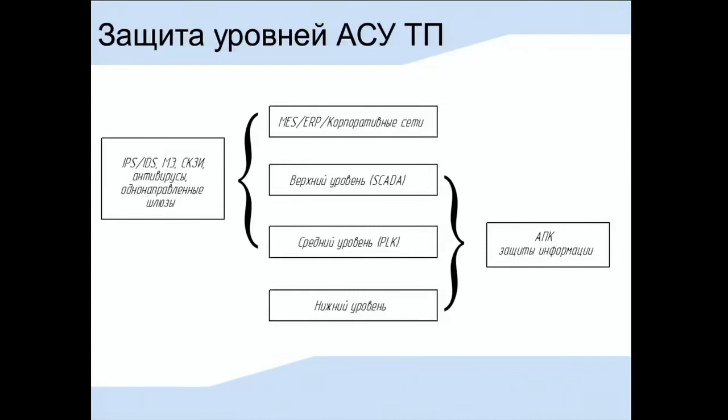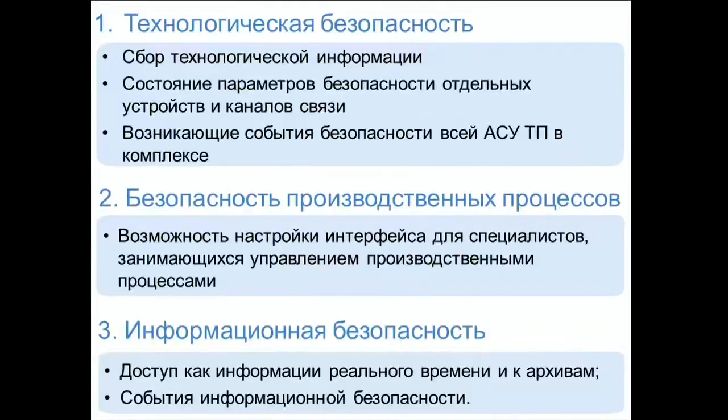There are also certain vulnerabilities at the field level, and antivirus or scanners cannot protect that. So we want to develop the hardware that would protect all the three levels of automation. Also, it would have three important points: the technological security for the specialists who collect technical information from objects and sensors, the security of the production.